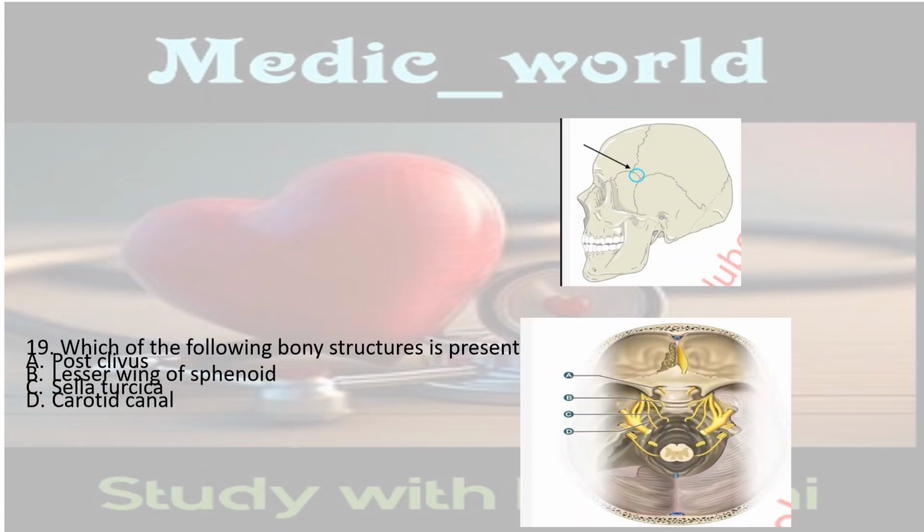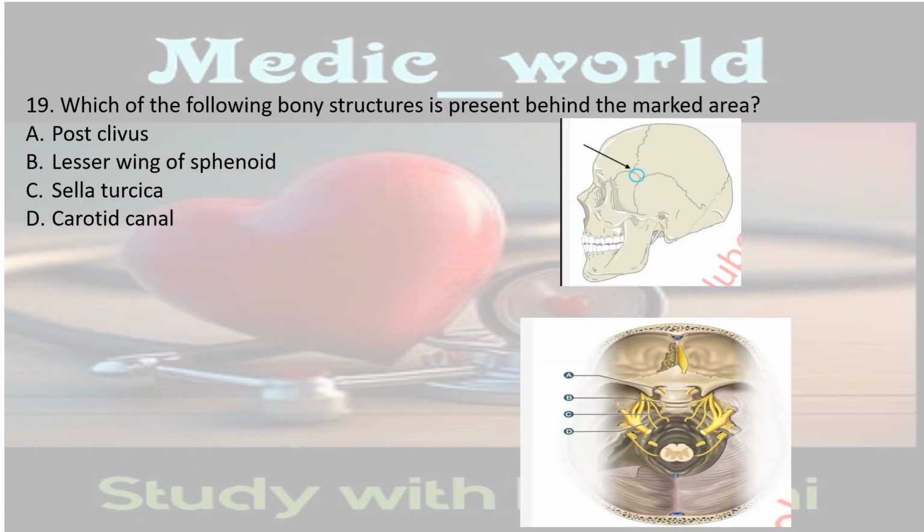Now the next question. Which of the following bony structures is present behind the marked area? The structure marked in the image is the pterion, and the bony structure present behind it is the lesser wing of sphenoid. So the answer is option B, that is lesser wing of sphenoid.